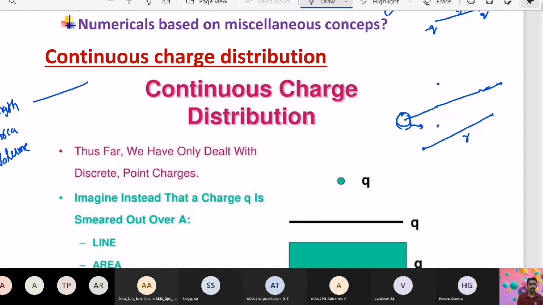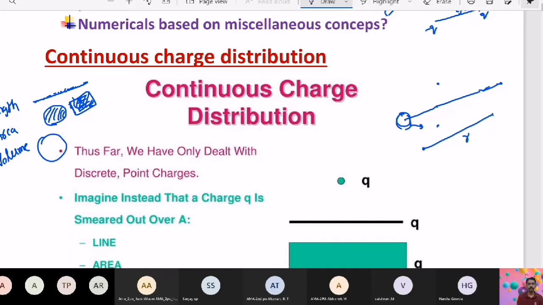Suppose there is a wire. The charge is distributed over its length, meaning the body's charge is not at one point but distributed over a particular length. That is called continuous charge distribution. Or you take a disc or plate, a square plate, rectangular plate or circular plate, anything. Now the charge will be distributed over a particular surface area. That's why it is called continuous charge distribution. The charge is distributed continuously over a length, over an area, or you consider a sphere.